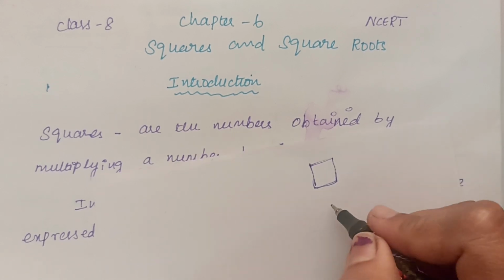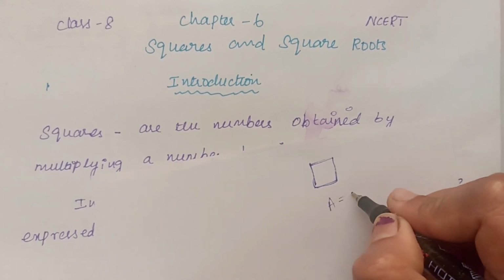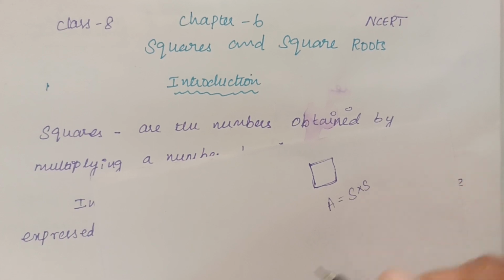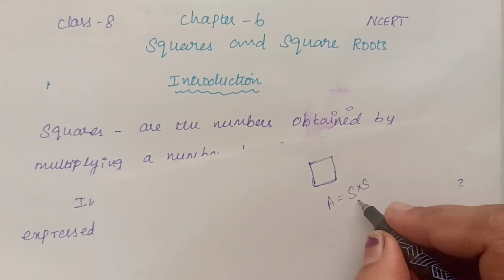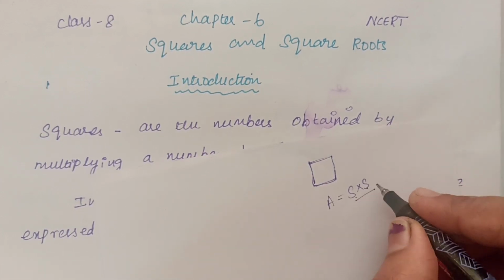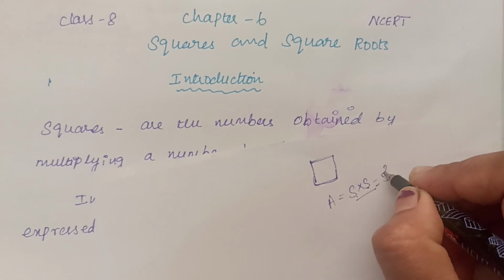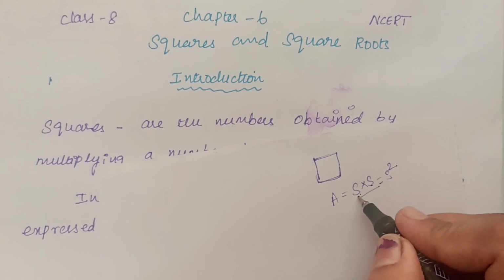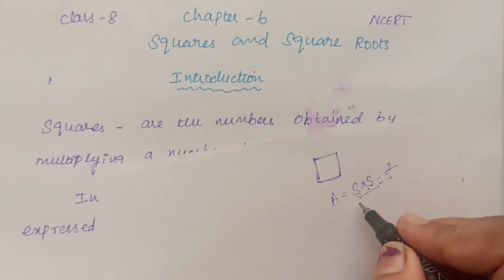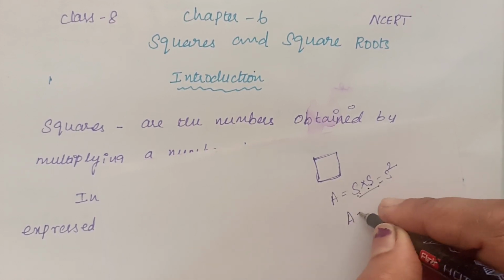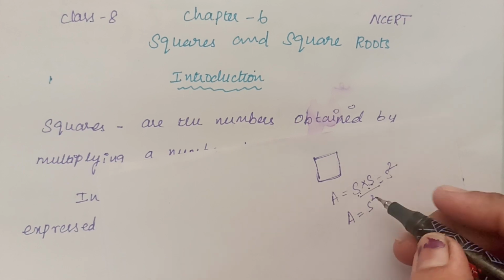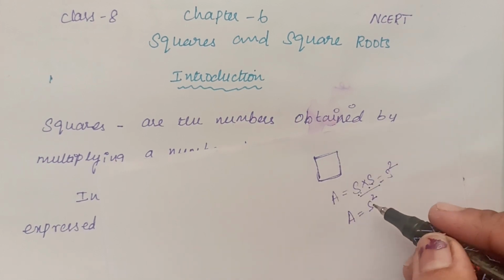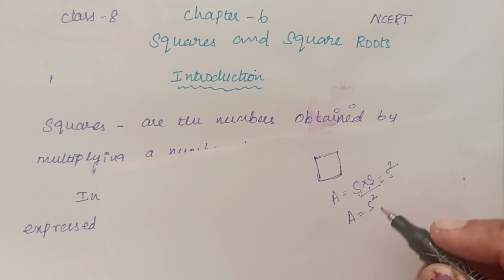Shape of the square. So the area of this square can be obtained by multiplying side by side. S into S, side into side, which means side square. So the area of this square can be obtained by multiplying the side by itself. So we can say like this, A equal to S square. So area can be obtained by multiplying side by itself.